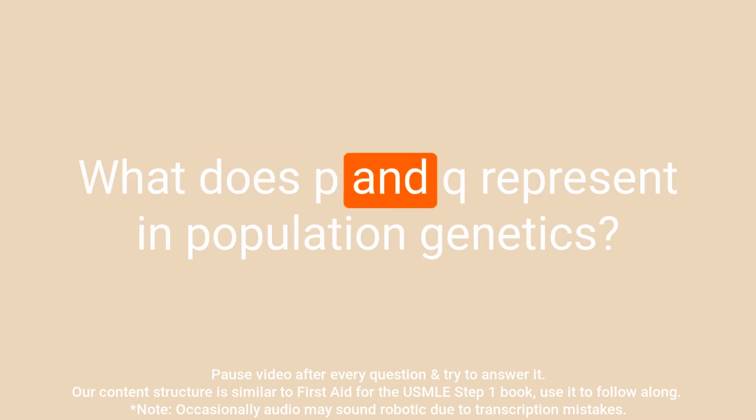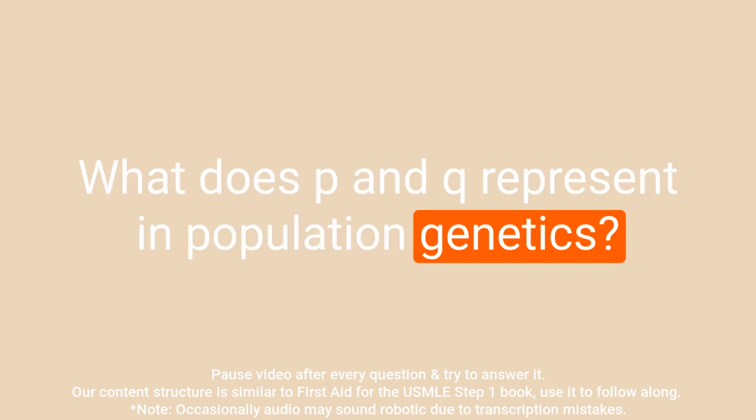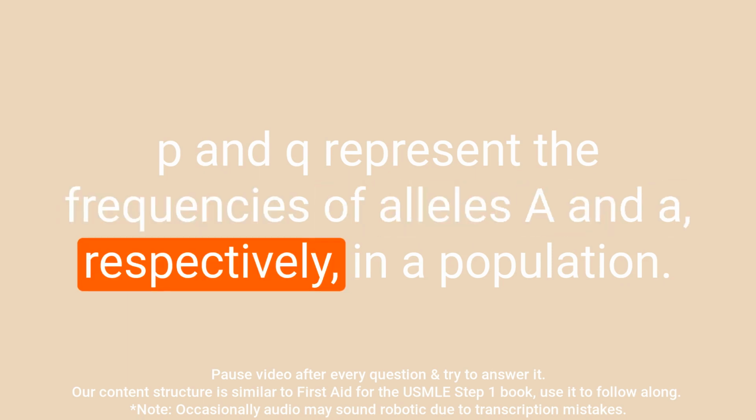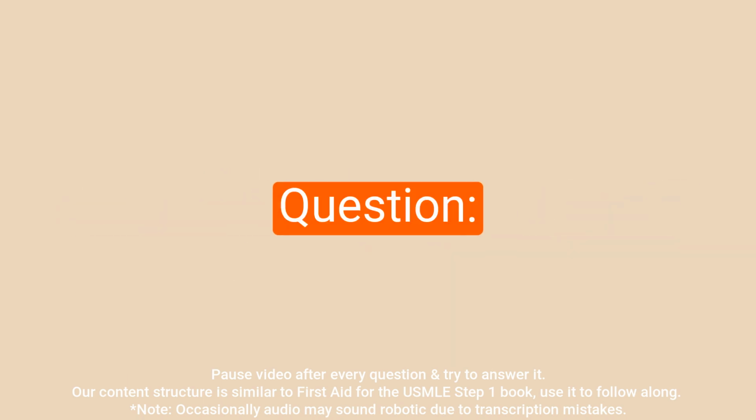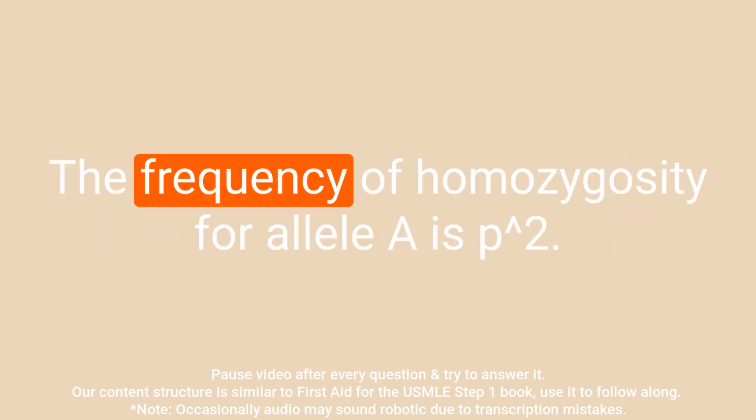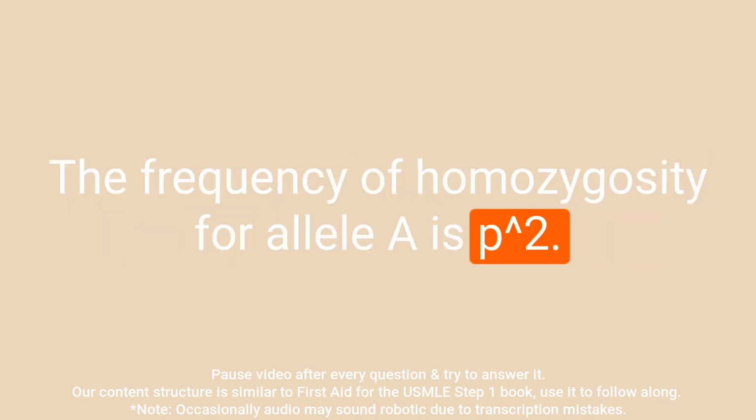Question: what does p and q represent in population genetics? Answer: p and q represent the frequencies of alleles A and a, respectively, in a population. Question: what is the frequency of homozygosity for allele A? Answer: the frequency of homozygosity for allele A is p squared.